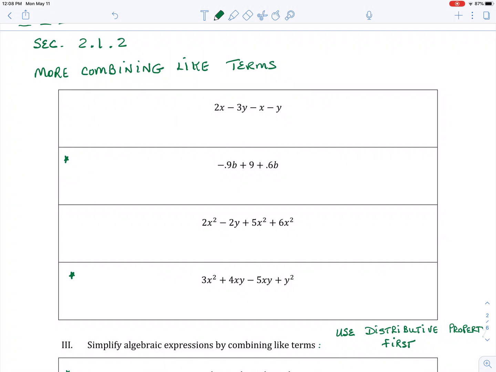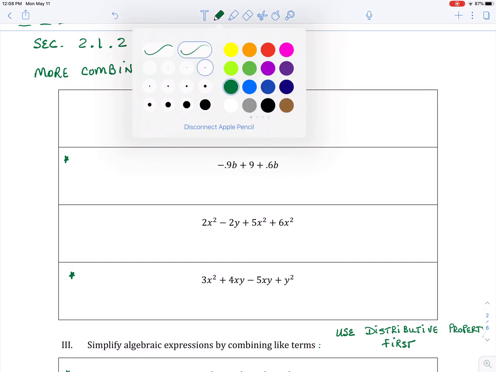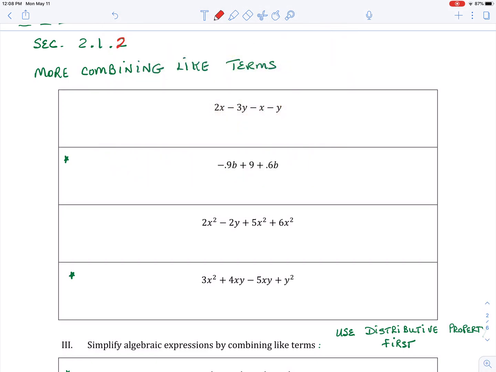All right, so I'm picking up with section 2.1, and here's my second video. Remember, I told you I was going to split this into two, so it didn't turn out to be so long. So we're still combining like terms. As I look through this expression that I'm seeing here, I see 1, 2, 3, 4 terms. I hope you see 1, 2, 3, 4 terms.